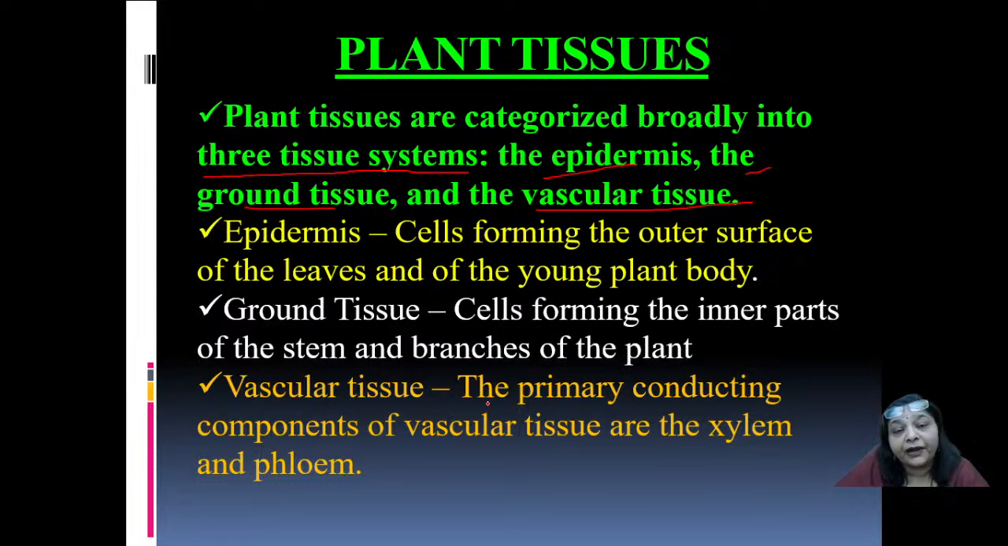Okay, so the primary conducting components of vascular tissue are the xylem, which are called the water conducting tissues, and the phloem, which are called the food conducting tissues. Okay, so epidermis, the surface tissue; ground tissue, forming the inner parts of the plant; and the vascular tissue, which are the conducting tissues. Okay, right. So we are going to talk in detail about all these three tissue systems in brief.